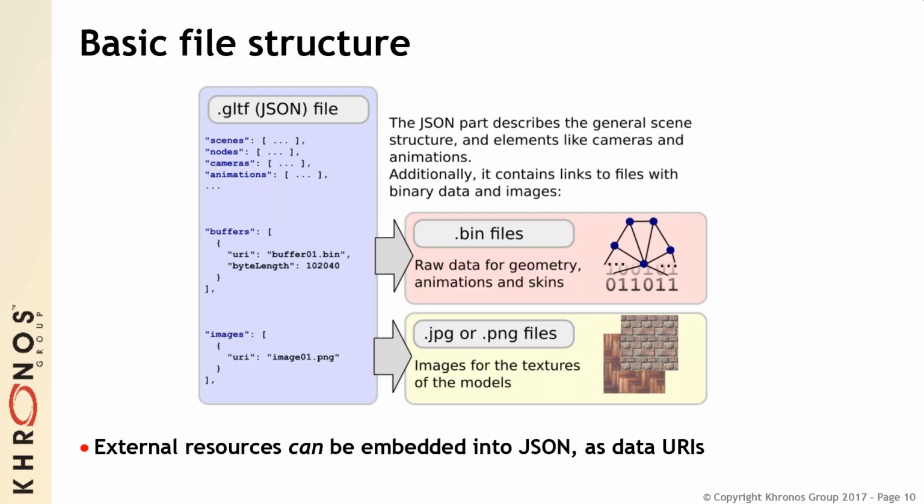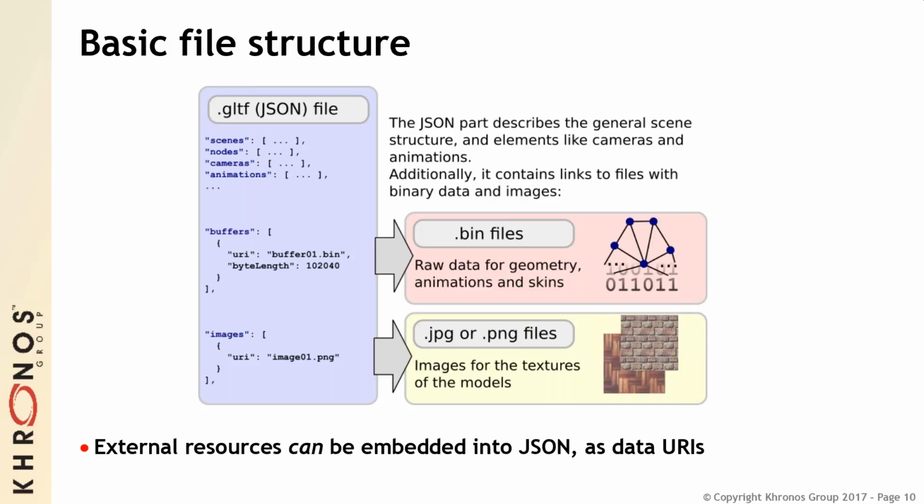These elements, these entities, refer to, for example, geometry data or image data, and these are represented as links to external files. So the binary geometry data is stored in binary files, and the images are usually stored as JPEG or PNG files because they are already compressed and really compact and easy to decode on client side.